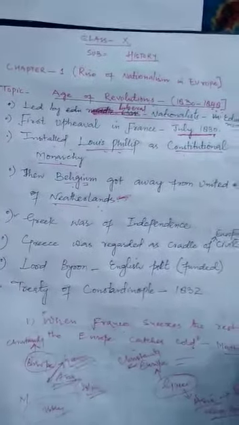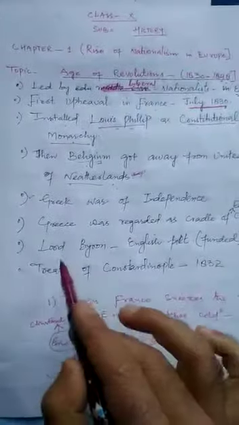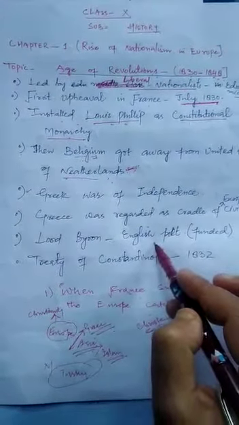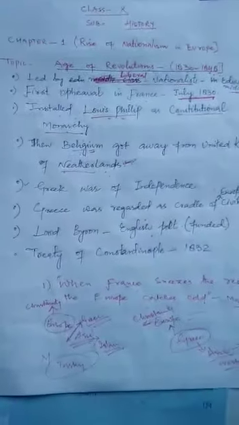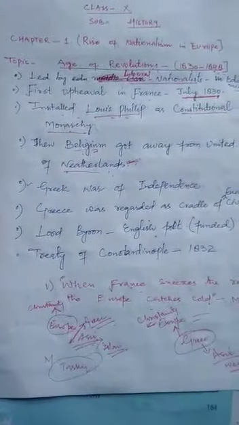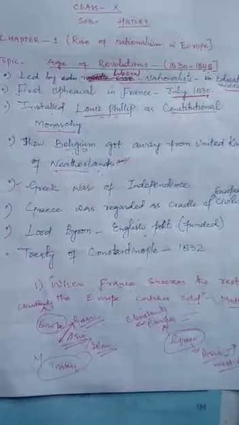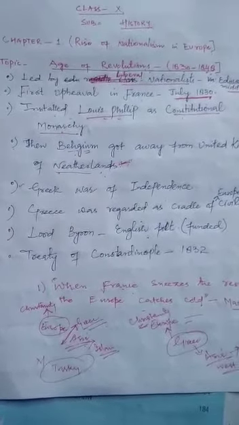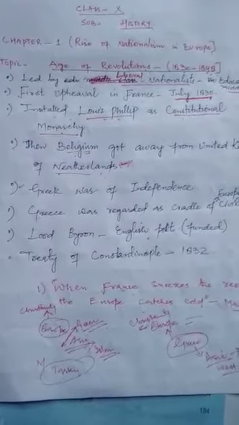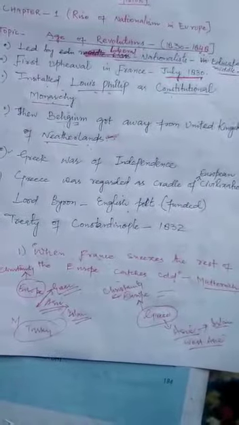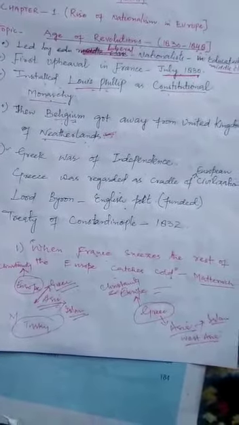Clear? So what did Lord Byron, who was an English poet, do? What was his contribution in the Greek War of Independence? He organized funds for the liberation of Greece from the Ottoman Empire. He moved to and fro, collected funds from the people, and later on went to fight in the Greek War of Independence. Clear? But he died of fever in 1824.